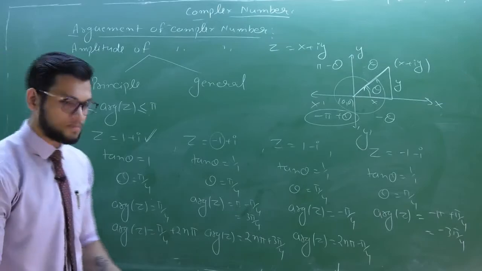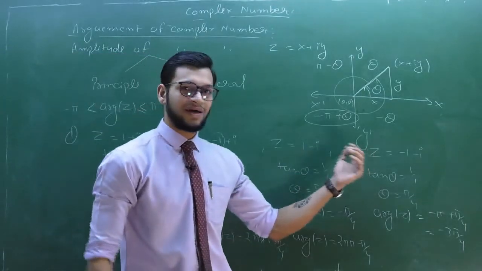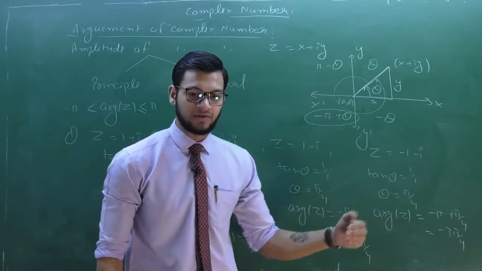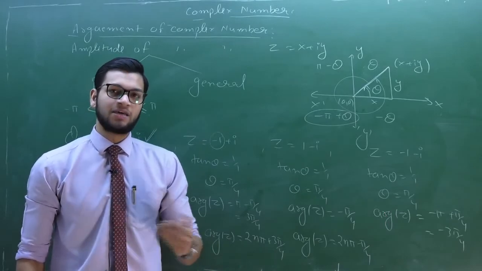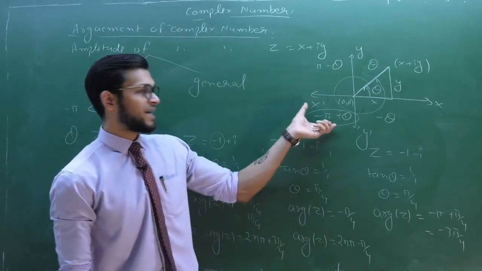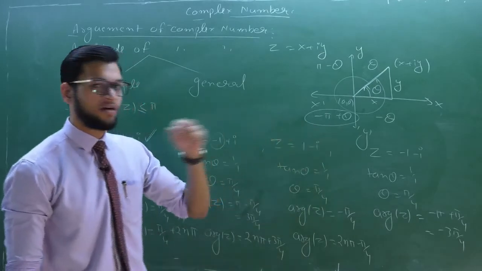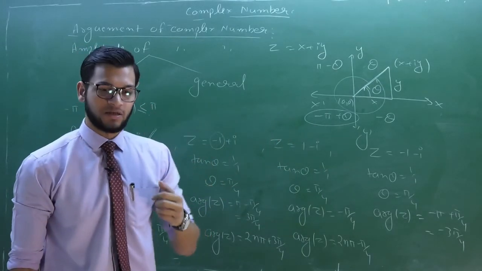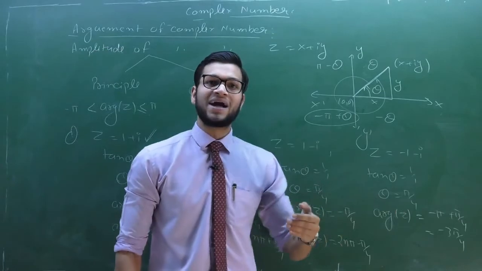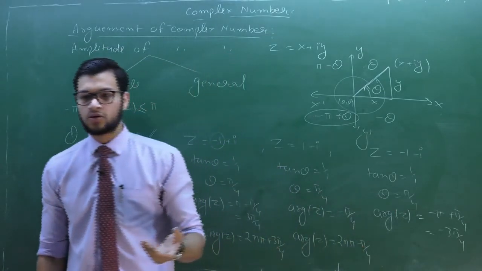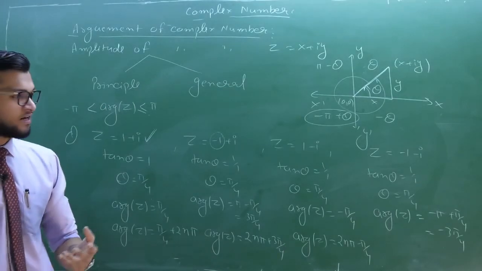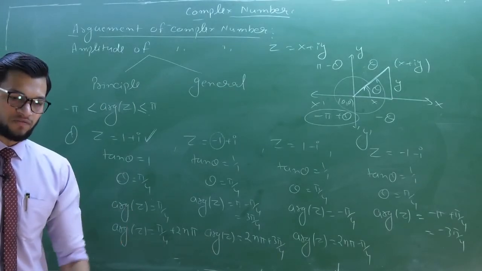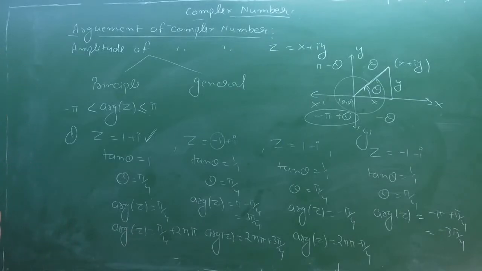Okay, Kunal beta, in the fourth part we have z as -1 minus iota. It means x is negative, or you can say the real part is negative and the imaginary part is also negative. It means z lies in the third quadrant. In the third quadrant we have minus pi plus theta. It means the argument of z will be minus pi plus pi by 4, which is equal to minus 3 pi by 4. If you want the general argument of z, it will be 2n pi minus 3 pi by 4. Now Kunal, is it clear?